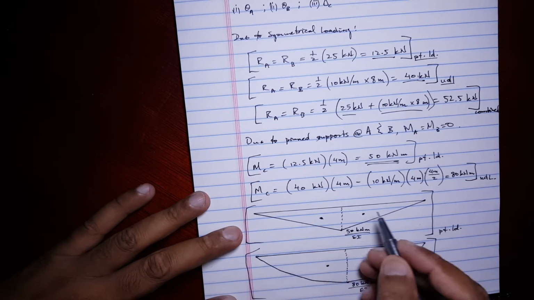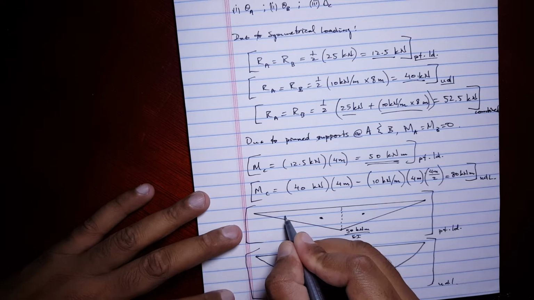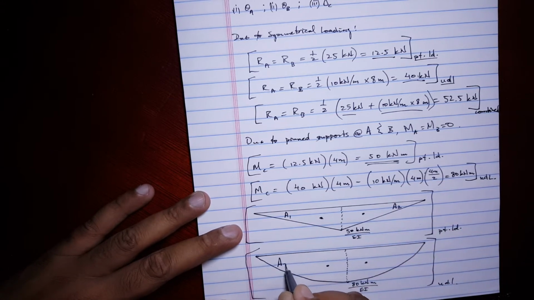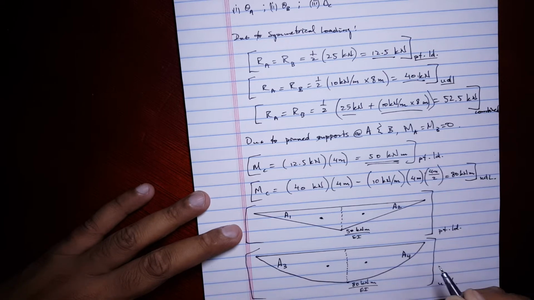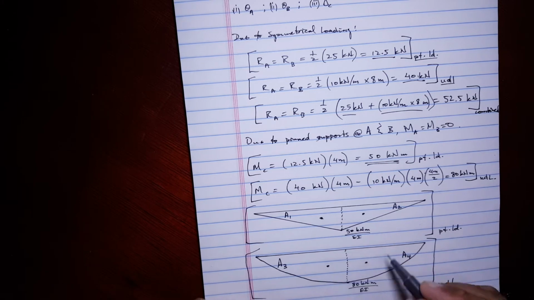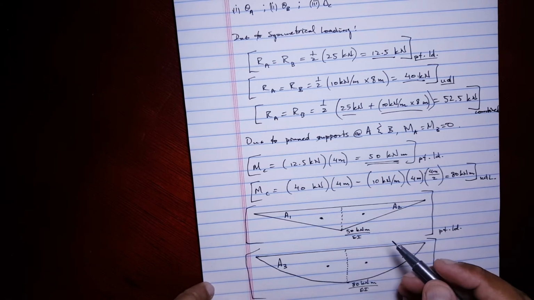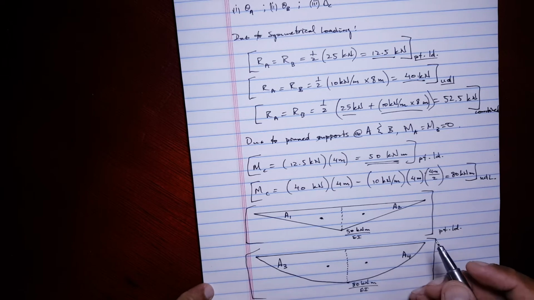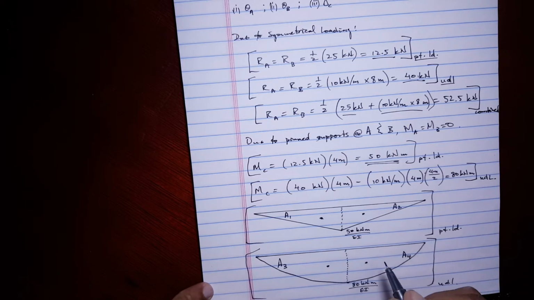For simplicity, let's label these areas right away. This is area 1, area 2, area 3, and area 4. We'll need to find these areas, and we'll need to find the distances to the centroids. I've sent you guys a link on how to find the area of a half parabola and a parabolic spandrel.